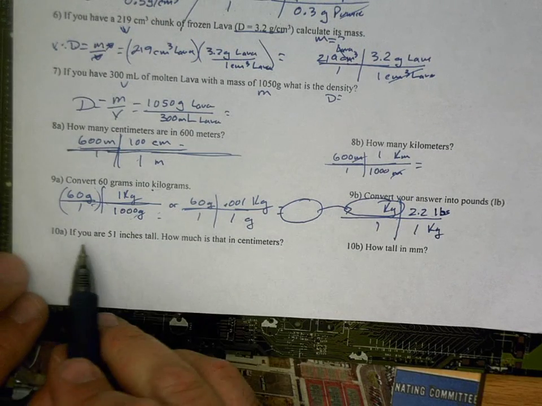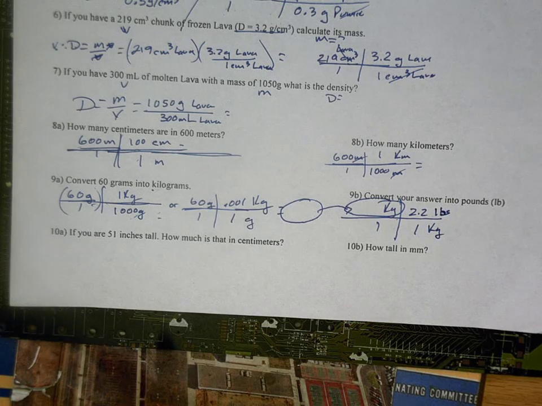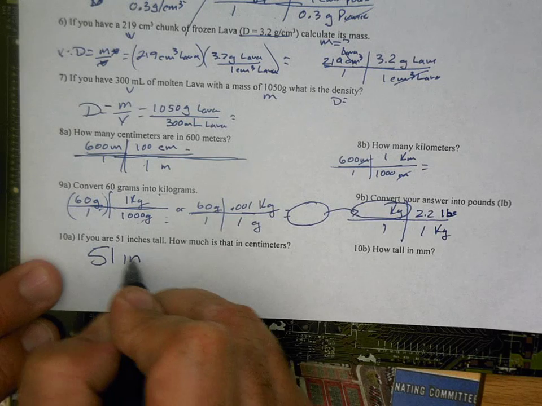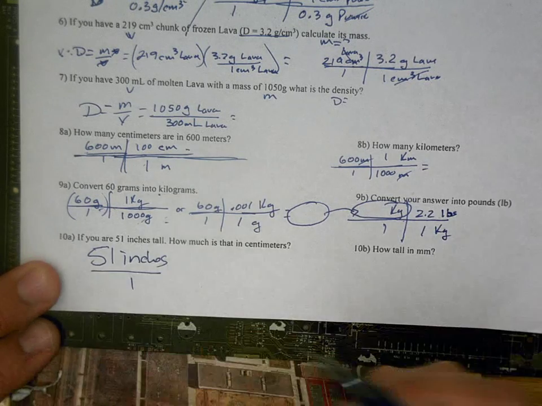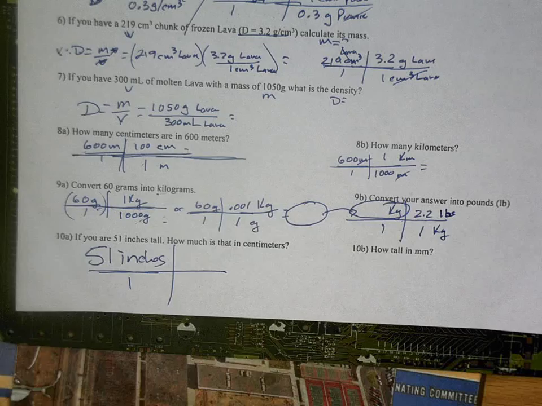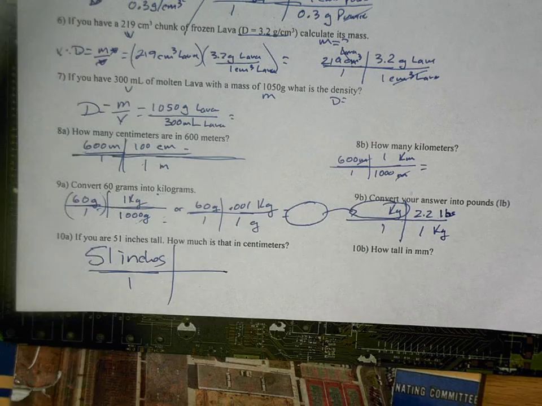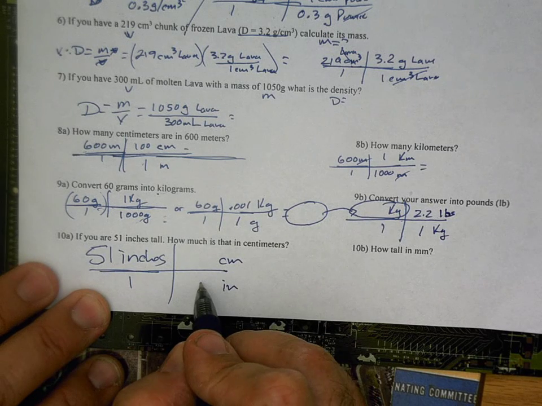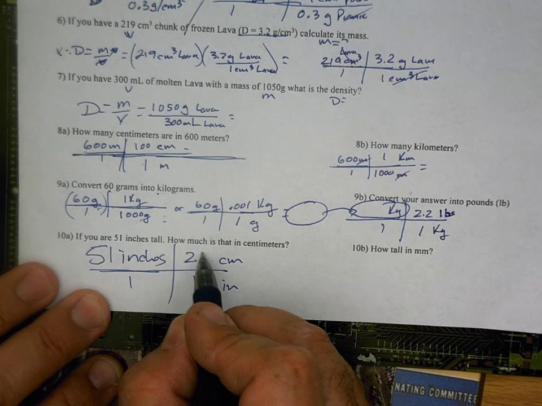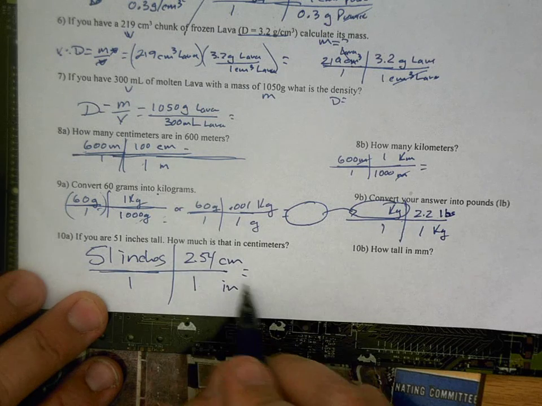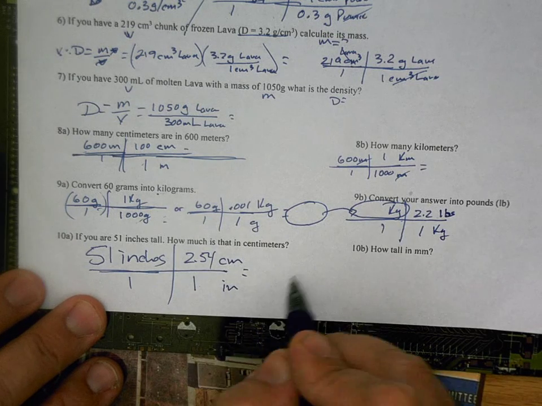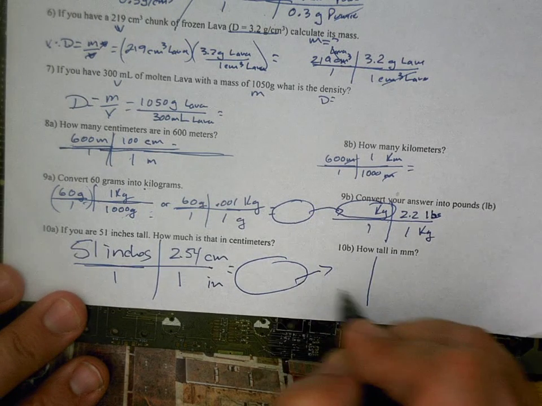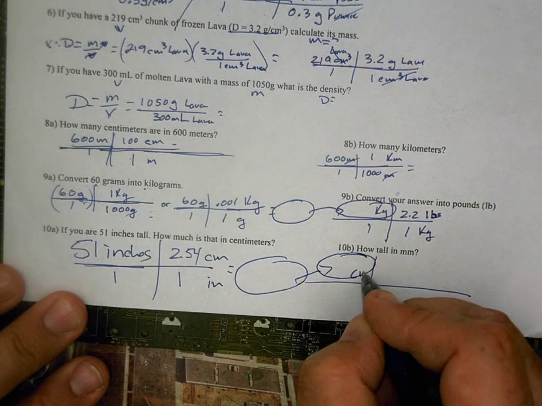And let's see, if you are 51 inches tall, how far is that in centimeters? Well, 51 inches over 1. And the conversion factor up at the top says that 1 inch is 2.54 centimeters. So we want inches down there, centimeters up here. Now once you get your answer for that, that's going to become the given over there. So that becomes the given here, number of centimeters over 1.